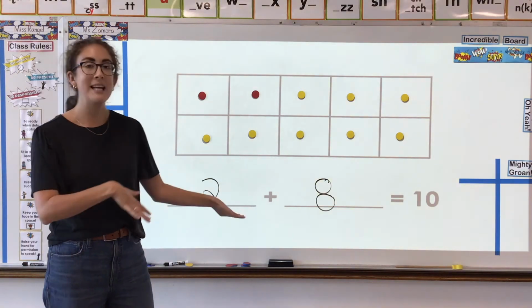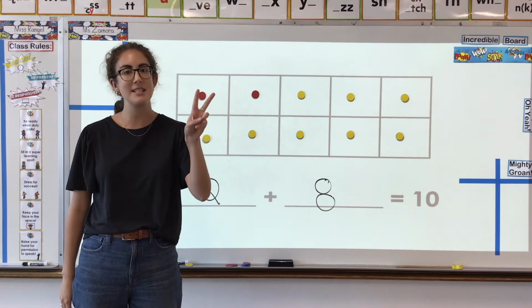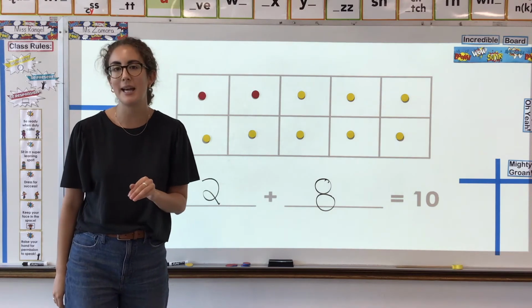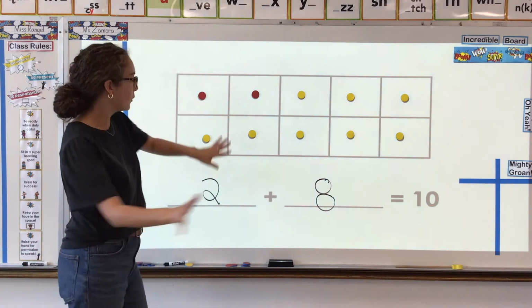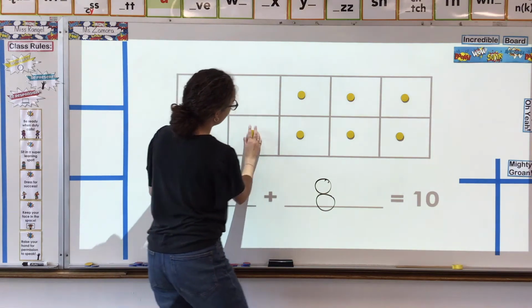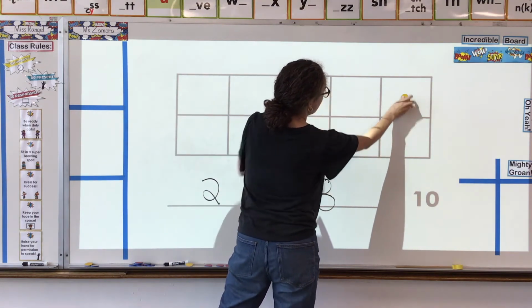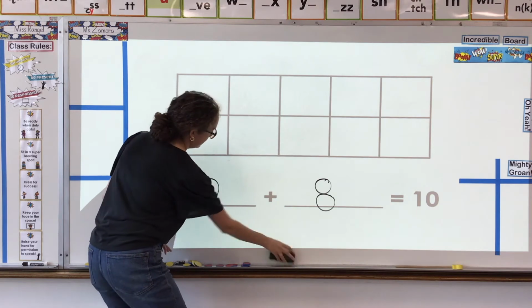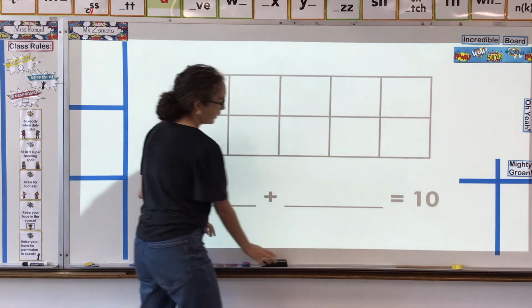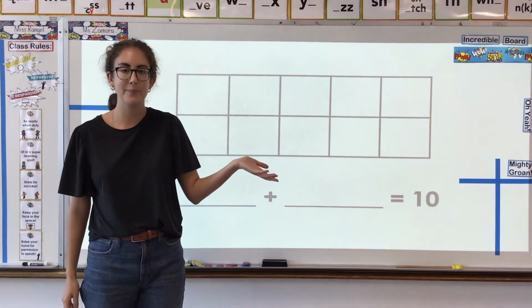Okay, we found another pair. We now have completed 2 addition sentences. Let's try to make another one. So I want you to reset, take everything off, erase your board, reset it all. Okay, there we go, blank slate.